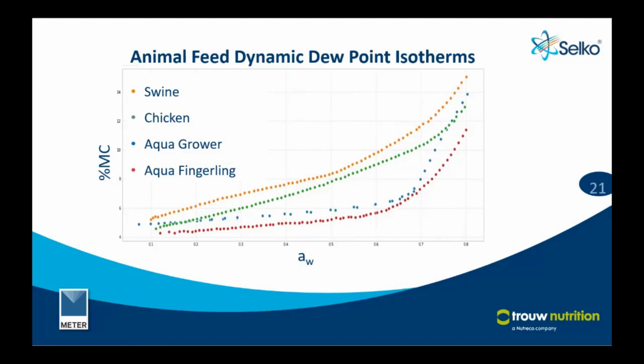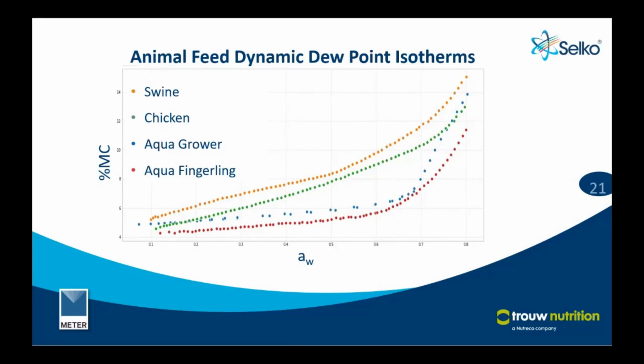One thing I want to point out is that you can see that they're all different. Some, like I said, the swine and the chicken are a little more even, but they still have different isotherms and different relationships with moisture content. And then what was quite surprising is that the aqua also had a completely different shape than the other feeds.